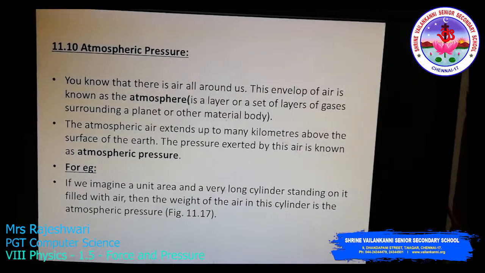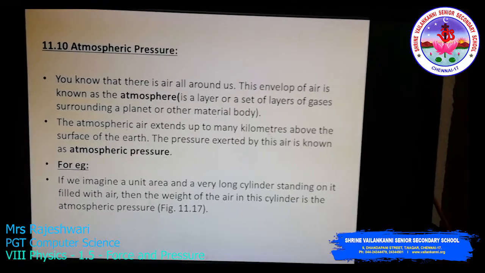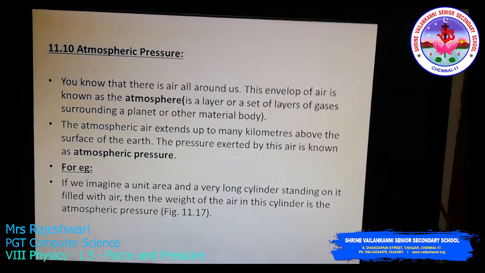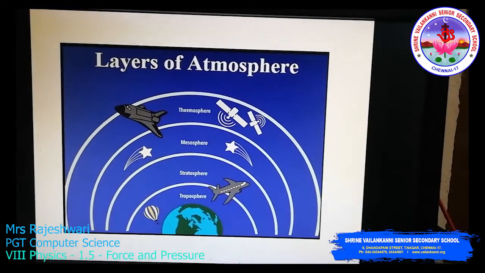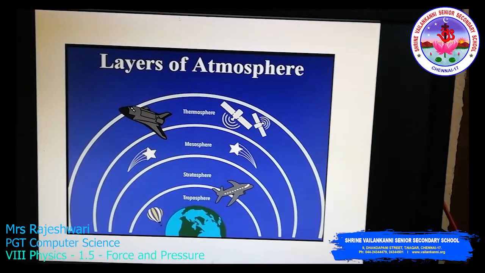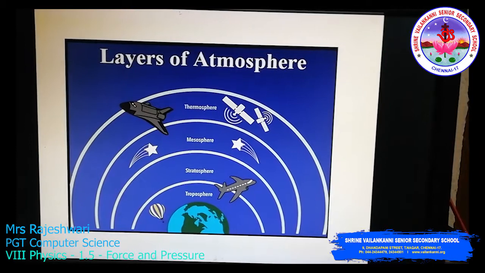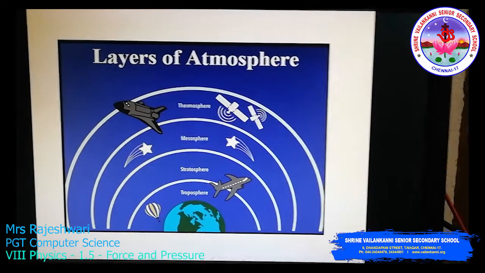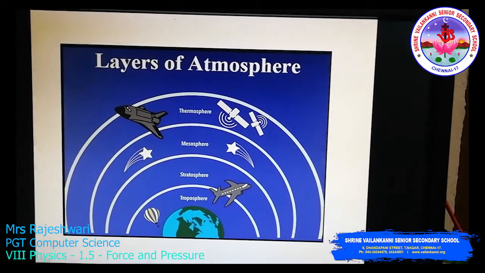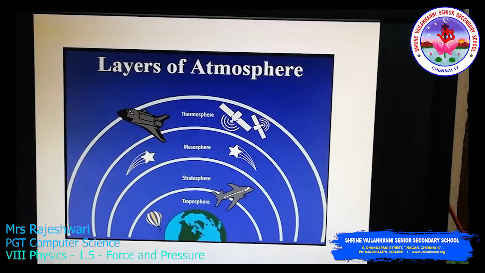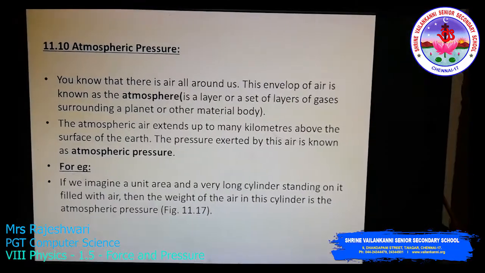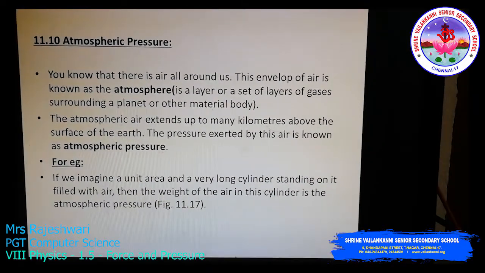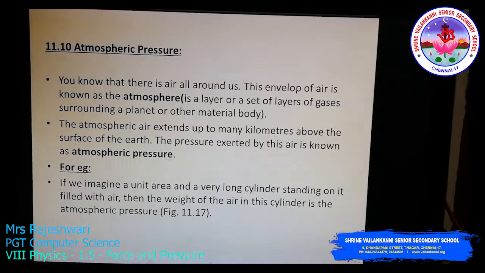And this particular pressure exerted by this air is known as atmospheric pressure, because the atmospheric air extends up to many kilometers. If you look at this picture, from the surface of the earth up to the level of the troposphere, you can see the flights travel, and above the stratosphere you can see the stars, and above the mesosphere you can see the satellites or space flights. So all these things go above the mesosphere. This level of atmospheric air, which extends up to many kilometers, explains atmospheric pressure very clearly.